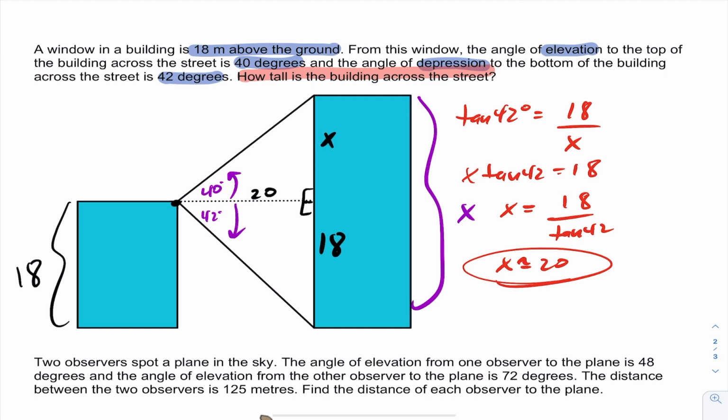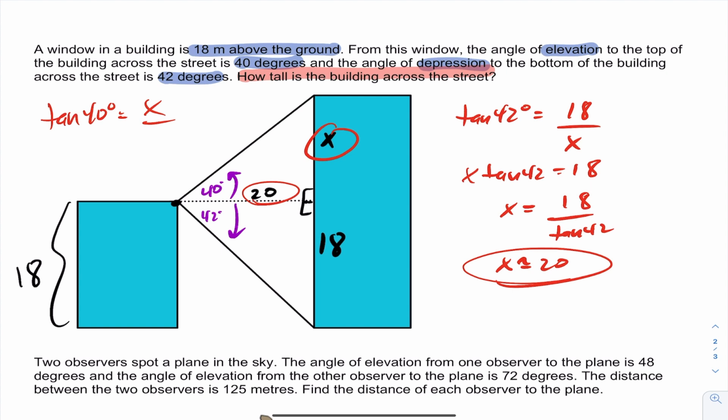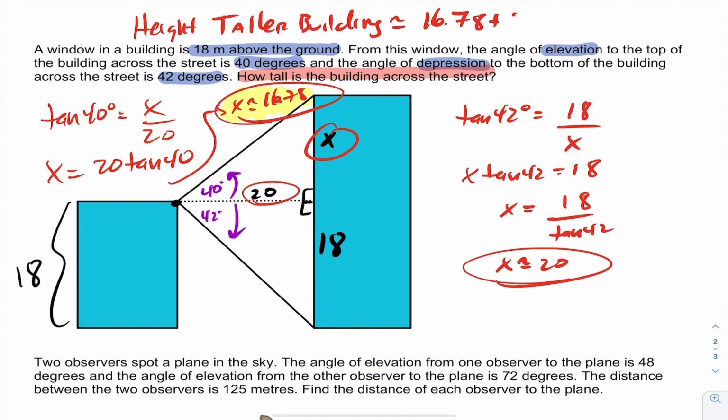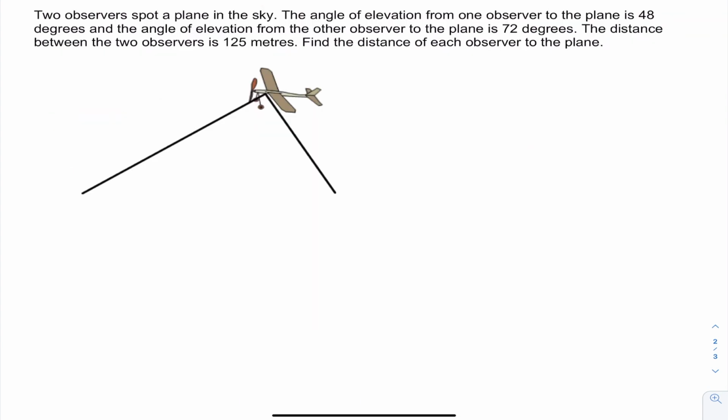I know that this length here is going to be 20 meters. I want to solve for this length here. Let's label that with an x. And in which case here, once again, you're in a situation where you have the O and the A. It's going to be tan again, and we're going to go tan of 40 degrees equals my opposite over my adjacent. So x is going to equal 20 tan 40. So x is approximately 16.78. So putting this all together, we end up getting that the height of the building is approximately equal to 16.78 plus the 18, which is equal to 34.78 meters.